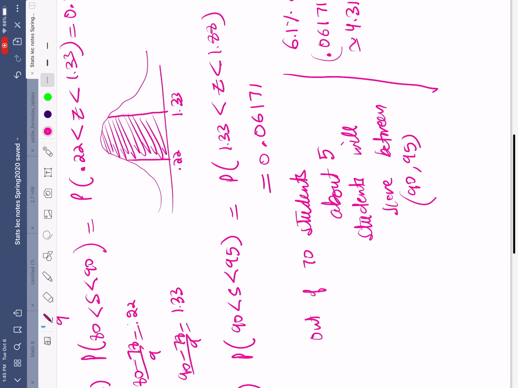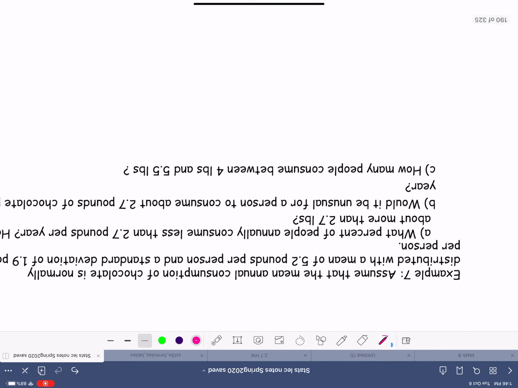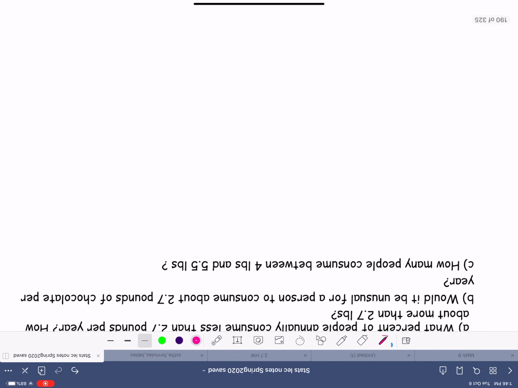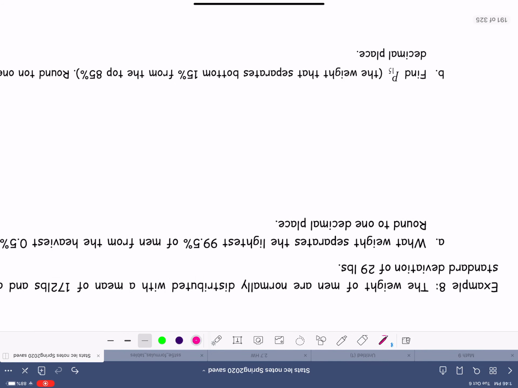And now we're going to look at page 189. The next problem we are going to be doing will be on page 189. This number 7 is very similar. Go ahead and give it a try on your own. I'm going to move on to problem number 8.